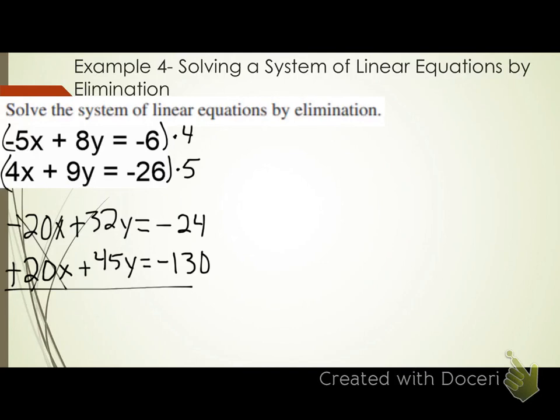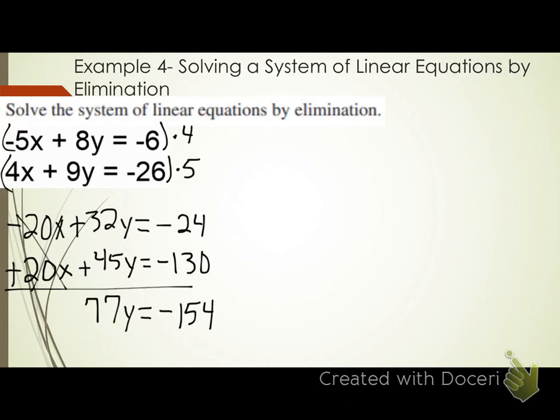32y plus 45y, 77y. And negative 24 plus negative 130, negative 154. Everyone with me so far? I know it's a lot.